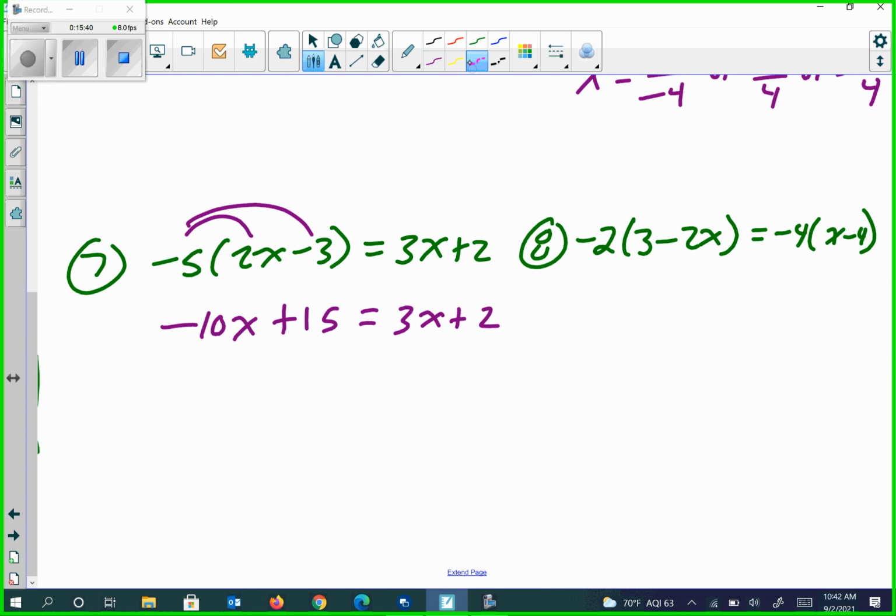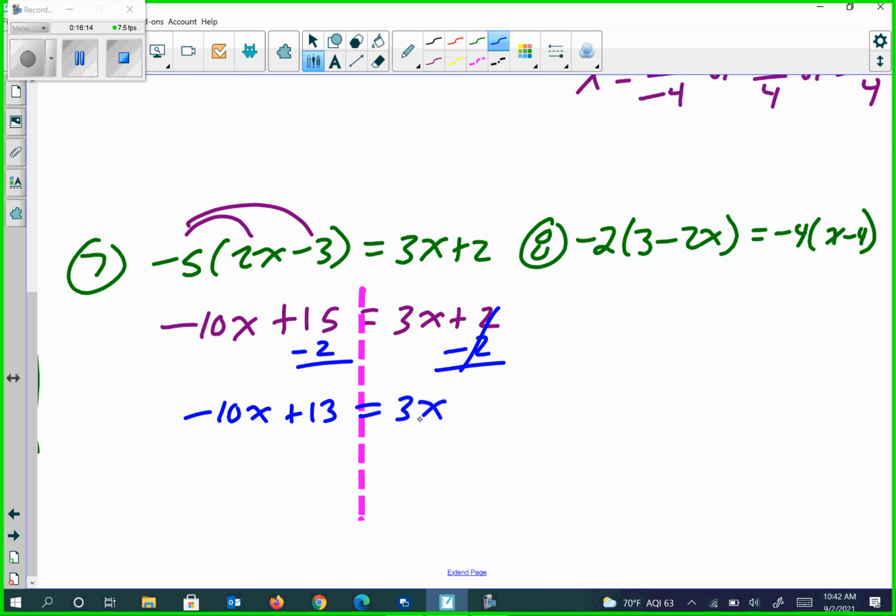So now that I don't have a parentheses, I can go ahead and draw myself in my thing. Brooke, what would you like me to do first? Would you like me to add 10x, subtract 15, subtract 3x, subtract 2? There's not a wrong answer. It's a great question. Subtract 2? Okay. And you might not have chosen to do that first, but the nice thing is these should work out to be the same answer regardless of what you choose.